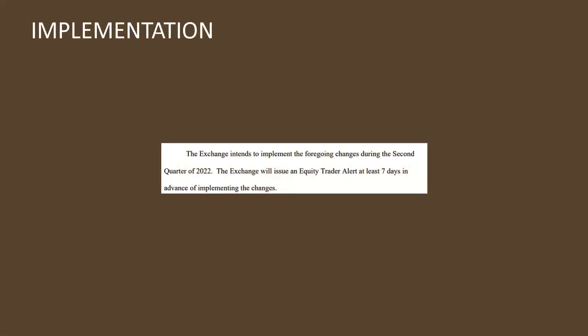So what does all this mean? Well, it's going to be implemented during the second quarter of 2022. That's the quarter that we're in right now. The exchange will issue an equity trader alert at least 7 days in advance of implementing these changes.